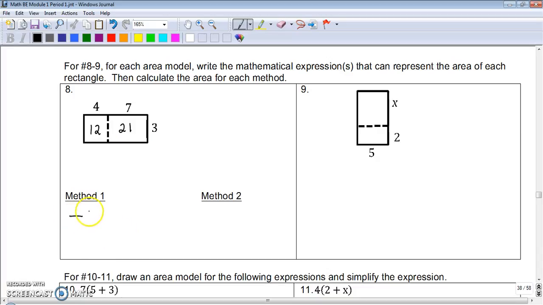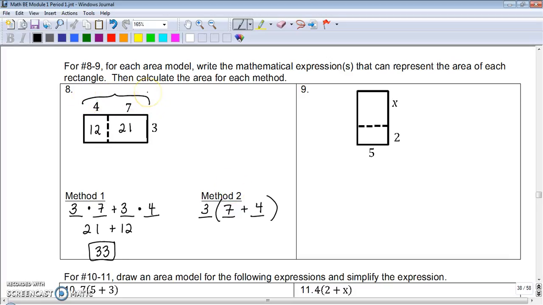So the first way, like we saw with the clown problem, is that we don't use parentheses. So we have 3 times 7 plus 3 times 4, which is 21 plus 12, which is 33. The other way to do it is with parentheses, and we should get the same answer. So 3 times the quantity of 7 plus 4, which is this side, which is 7 plus the 4. We get 3 times 11, which is 33.